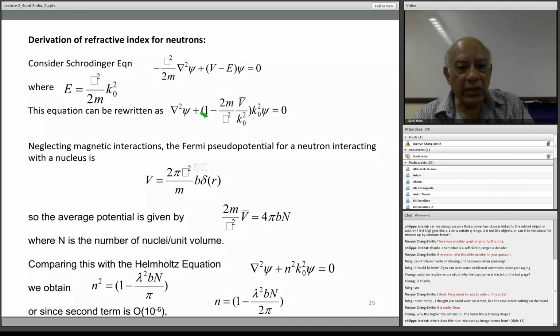If you compare this equation with the Helmholtz equation, which is this, you can immediately see that n squared for neutrons is given by this expression, if you substitute for V this expression here. And you can see, therefore, that since this is a small quantity of order 10 to the minus 6, you can take the square root of this and expand it, and you find that n, to a good approximation, is given by 1 minus something which is proportional to the square of the wavelength times the nuclear scattering length density, divided by 2 pi. And so that's what sets up the refractive index.